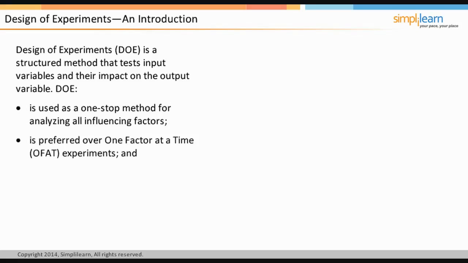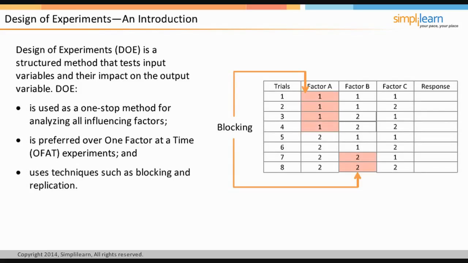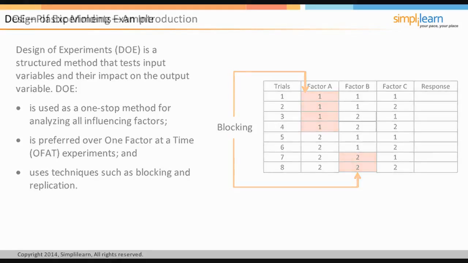DOE is preferred over one factor at a time, or OFAT experiments, because it does not miss interactions. With techniques like blocking, experimental error can be eliminated. The trials should be randomized to avoid concluding that a factor is significant when the time at which it is measured or the sequence followed may have influenced the response's result. An example of blocking is highlighted in the table given on the screen. With techniques like replication, many experiments can be conducted to ensure a robust model. We will understand the concept of design experiments through an example in the upcoming screen.